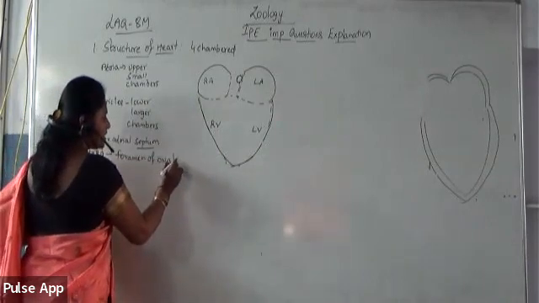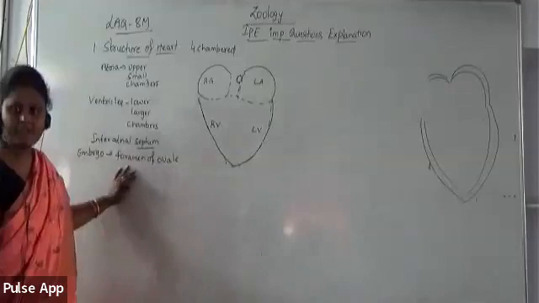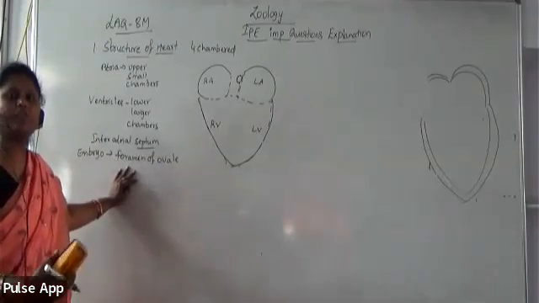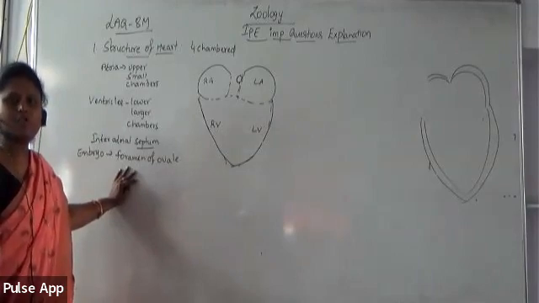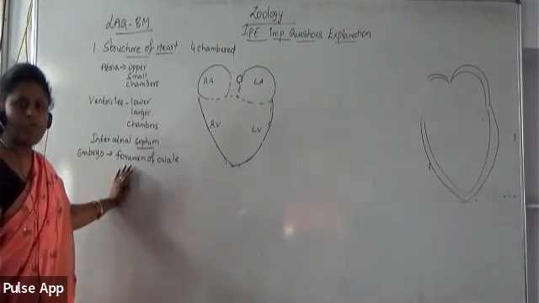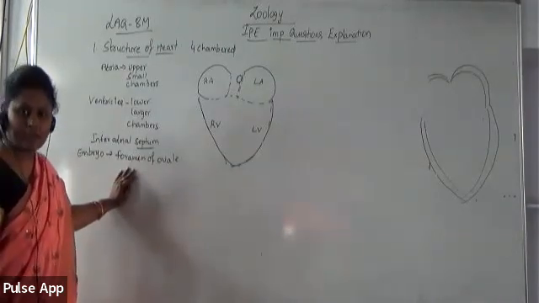So this foramen ovale, which is an aperture during the embryonic condition, closes soon after birth. That means when the lungs become functional, there is no need for this foramen ovale. So the foramen ovale closes soon after birth.